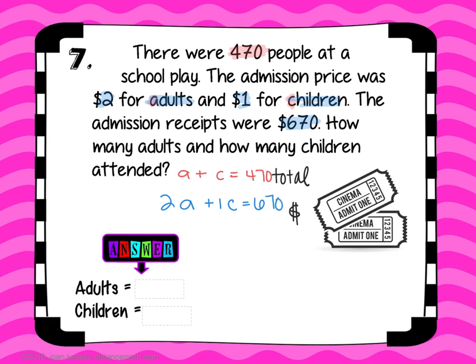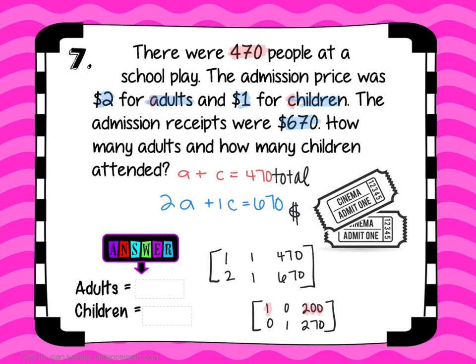Since the variables are lined up, I would write an augmented matrix. So 1, 1, 470, 2, 1, 670, and then I type that into Desmos. Once I type that in, the output I get looks like this. And so to interpret that, I have adults 200, children 270.